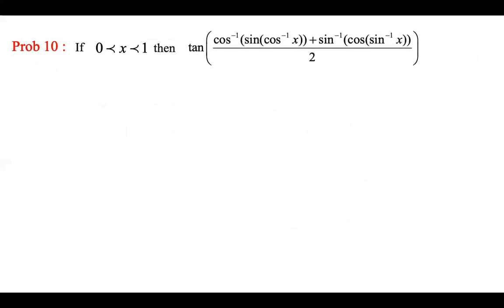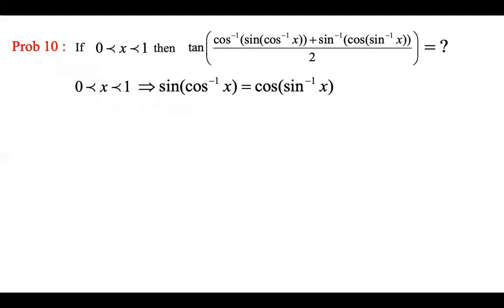You see the next problem. If x is in between 0 to 1, then what is the value of tan of the quantity sine of cos inverse x plus sine of sine inverse x, whole divided by 2? You observe this point in this one: in the above numerator expression, when x is in between 0 to 1, with a very simple observation, we can check that sine of cos inverse of x is the same as cos of sine inverse of x.